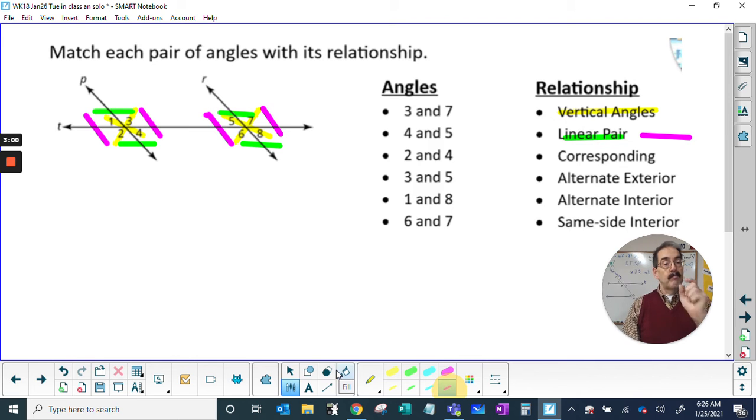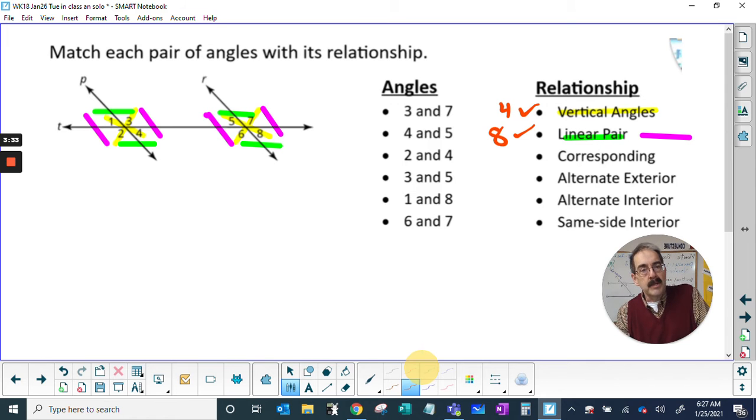Okay, now pause the video and actually make a list of all the vertical angles and all the linear pairs. Okay, 1, 2, 3, 4. There's 4 vertical angles and 1, 2, 3, 4, 5, 6, 7, 8. 8 linear pairs. Then when we're done, we'll come back and we'll just look at each of these pairs and go, ooh, that's what that is. Kind of a matching exercise. So pause the video. Take your notes from vertical and linear. I'm moving on.